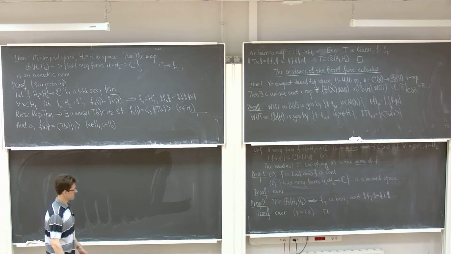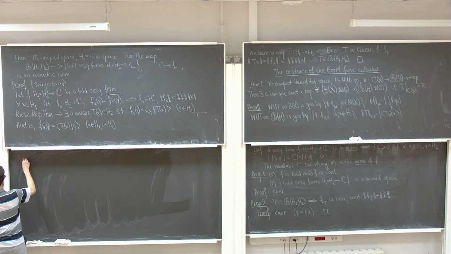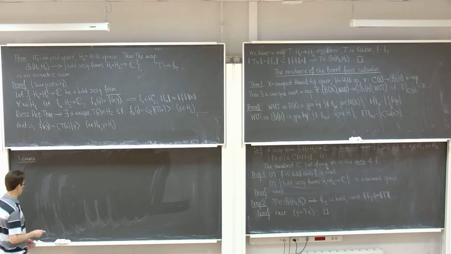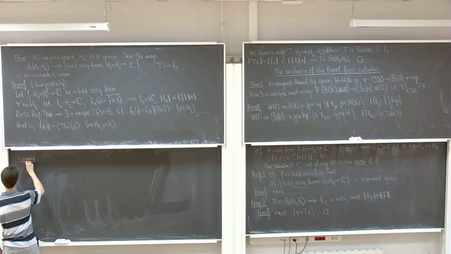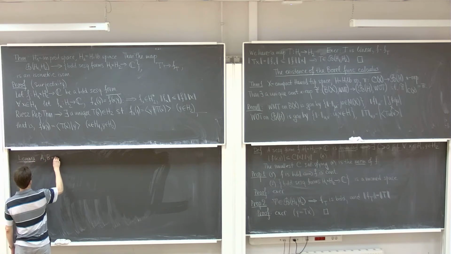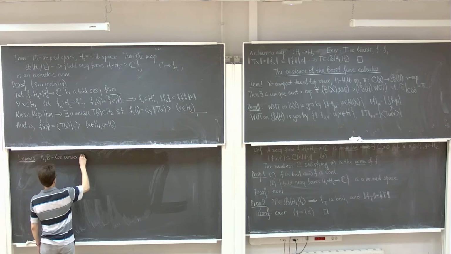To prove this theorem, we need a lemma. A simple lemma from general topology. Suppose we have two locally convex star algebras. Suppose that A and B are locally convex star algebras.